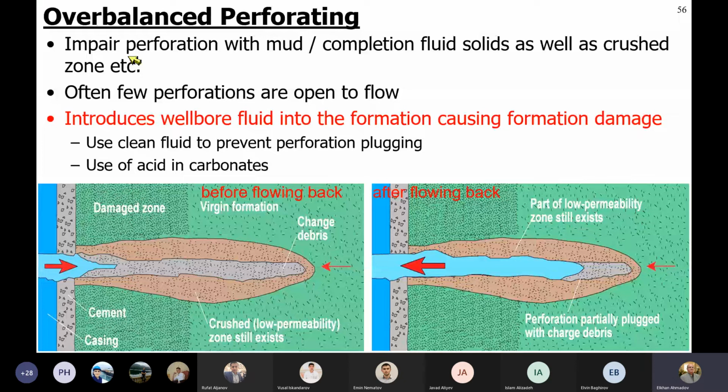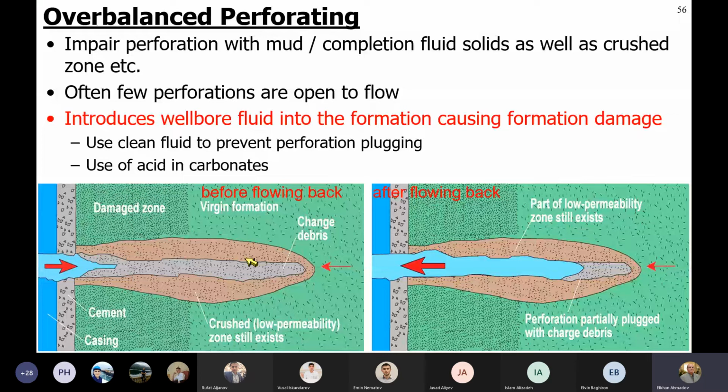We create some perforation tunnel, but because the wellbore fluid is flowing following this perforation, it seals all the debris, jet, and crushed zones, and even squeezes more of this crushed material into the reservoir rock, creating some damage around the perforation tunnel. This is on top of the damaged zone caused by the completion and drilling operations.